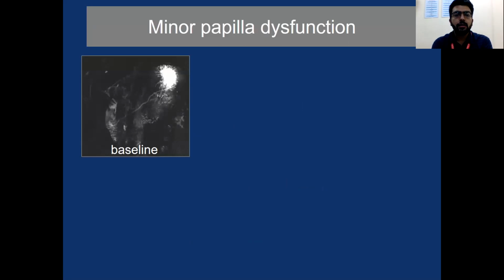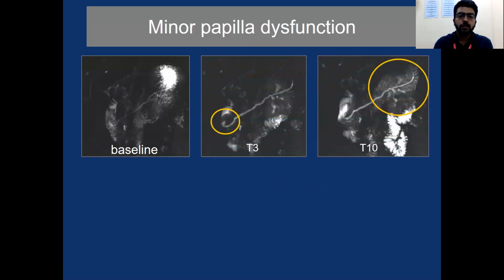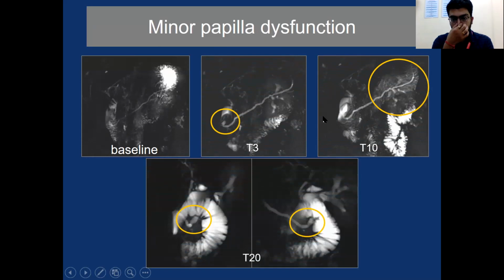So minor papilla dysfunction can also occur. This is a baseline study that we have. This is acquired at 3 minutes. This is acquired at 10 minutes. We can very well appreciate how there is minor papilla dysfunction. Minor papilla, instead of going and draining separately above the ampulla of Vater, is merging with the ventral duct. This is how the pancreatic duct is abnormally getting drained into the duodenum.